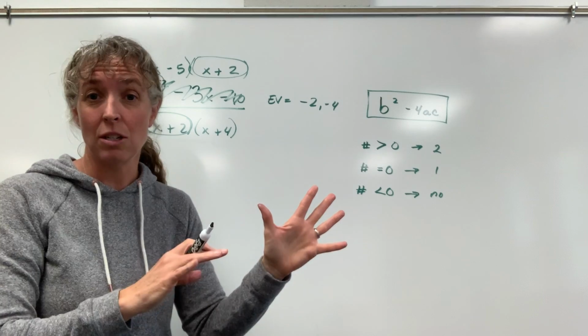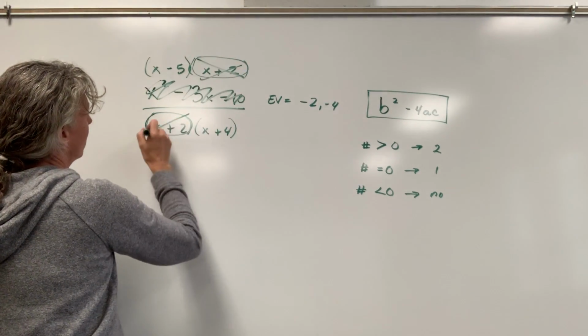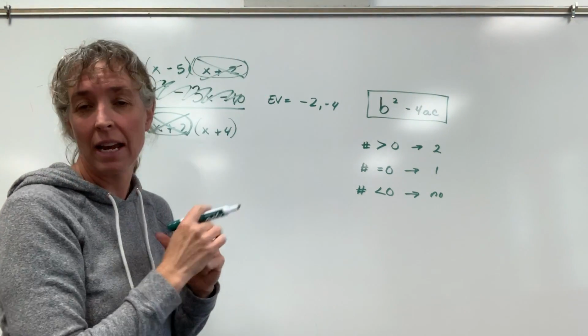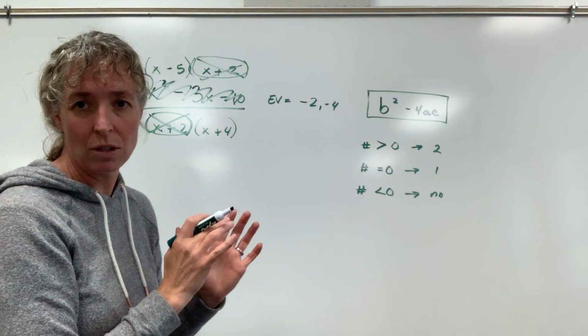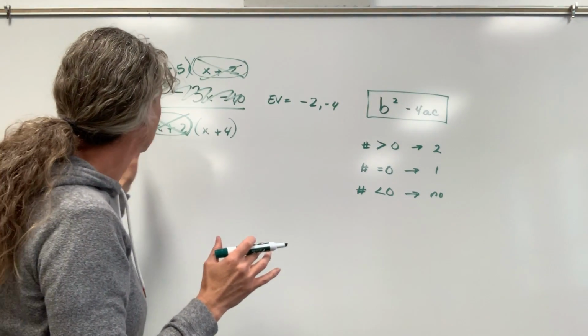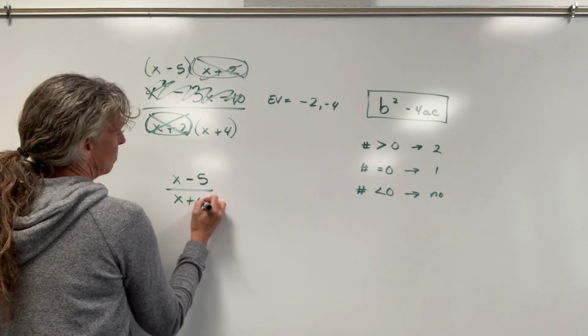It's x plus an additional 2. So really they're the same exact thing, so I can cancel those out. Just like an x over an x could be canceled out. An x plus 2 over an x plus 2, as long as they're separate, they can be canceled out. So what I have left is an x minus 5 over an x plus 4.